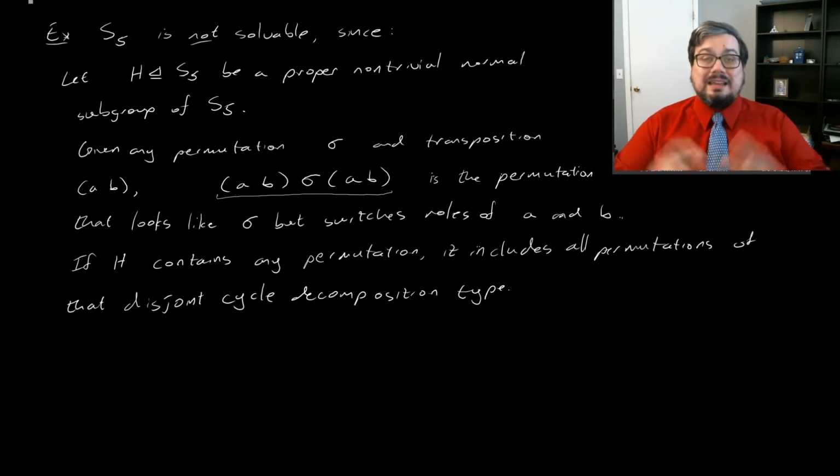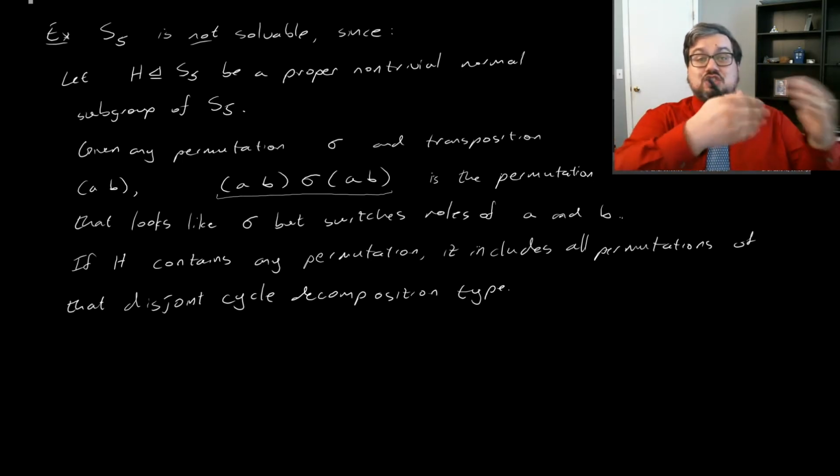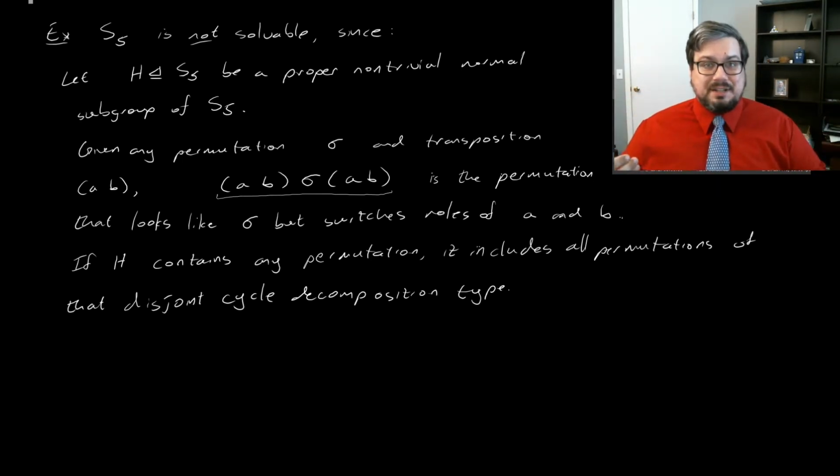Because if it includes any permutation that can be written in the form of disjoint cycles, then simply by repeatedly multiplying by these transpositions, we can exchange the roles of any of those pieces within the permutation. So if H contains something of a particular decomposition form, it has to contain all the things of that form. So that means that we can look at what H can be. There's only so many things that H can be.